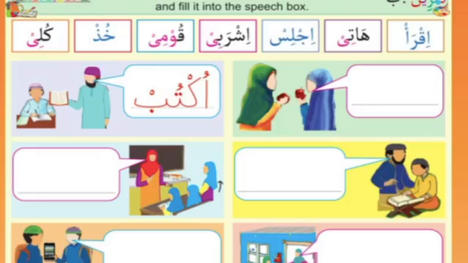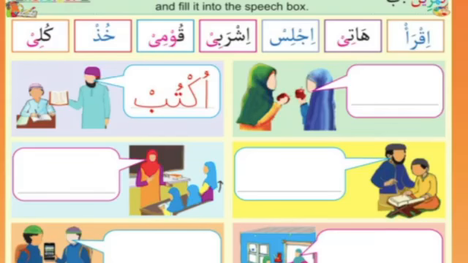So which verb must we use when commanding a female to eat? We have iqra, we have ati, hati, we have ijlis, we have ishrabi, we have kumi, we have khuz, we have kuli. Yes, kuli. So kuli, you eat. When you command a girl or woman to eat, you say kuli, kuli. All right.